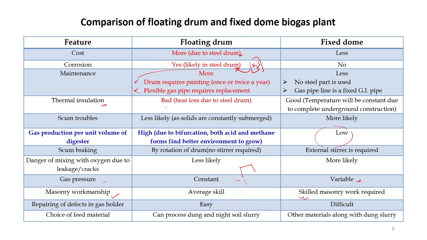Okay, and repairing of defects in the gas holder is easy in case of floating drum, but it is difficult in case of fixed dome because someone has to go inside. But going inside is also very, very difficult because methane concentration will be there even though we clean the biogas plant. Then if someone goes in, it will be difficult to survive. So that's how sometimes tests are performed. First a mouse is introduced there to see whether it is alive or not. Then if it is doing well, people can enter to do the maintenance. So it's a difficult job.